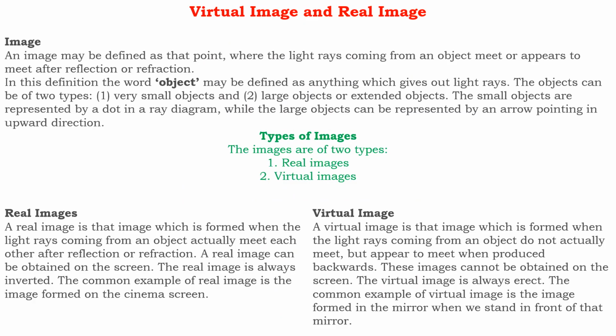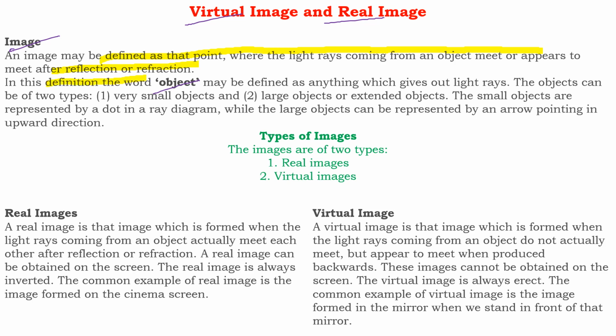So before talking about the rules of forming the image, we will see what is an image, what is an object, what are these virtual and real images, because these words will be coming consistently in this chapter. So image. An image may be defined as the point where the light rays coming from an object meet or appear to meet after reflection or refraction. That's how an image is formed.